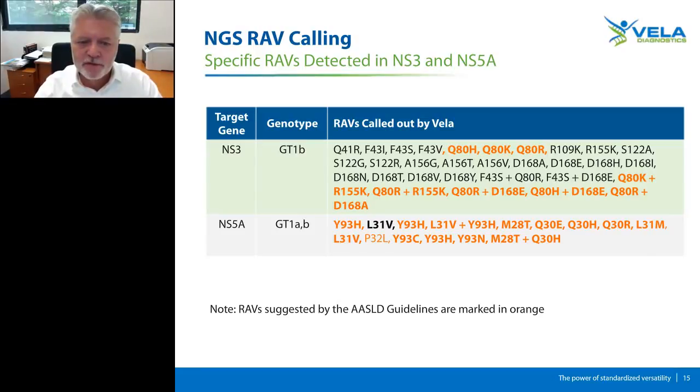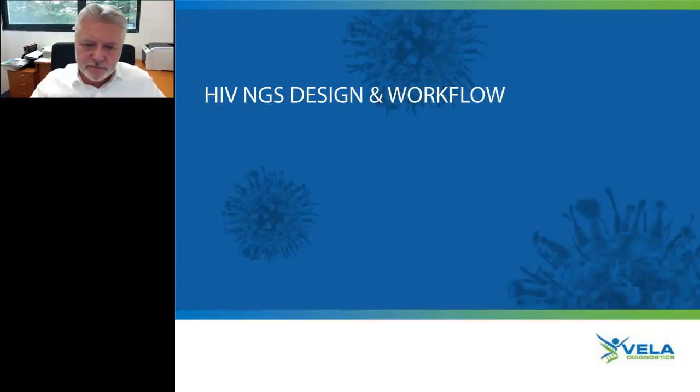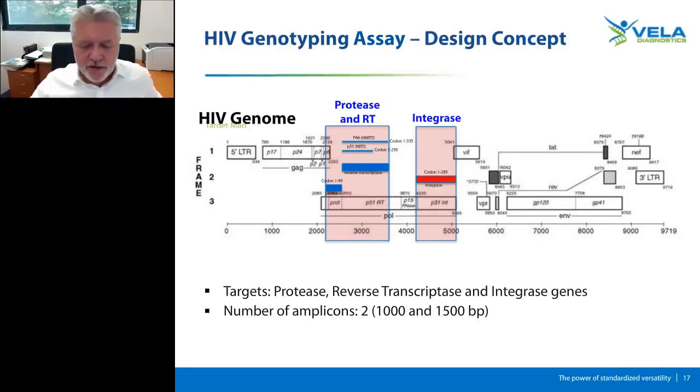The NS5B region has a very, very high resistance to mutation, and we don't see a lot of, or at least not significant in NS5B regions, RAVs which are clinically significant. So again, as you can see, actually all of the NS5A and the NS3 RAVs which are recommended by the guidelines are covered by the Vela assay. The European guidelines which came out recently are calling for a smaller number of RAVs, but basically giving you very similar information. Now let me switch to HIV.